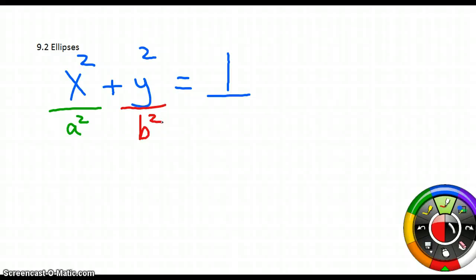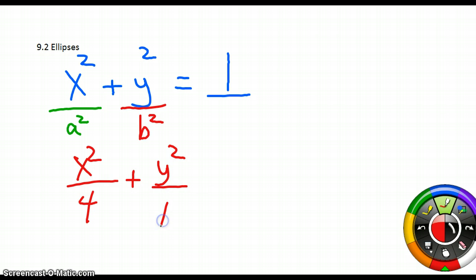So what am I saying? Let me give you an example. So if I have x squared over 4 plus y squared over 1 equal to 1, again an ellipse will be in this fractional form. A will be the distance we move in the x direction, and in this case B will be how far we move in the y direction. So just like with the radius, we'll take the square root of these numbers.